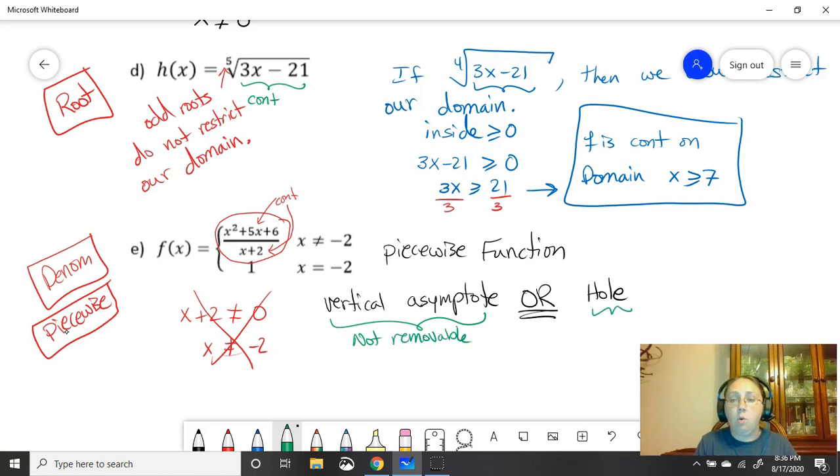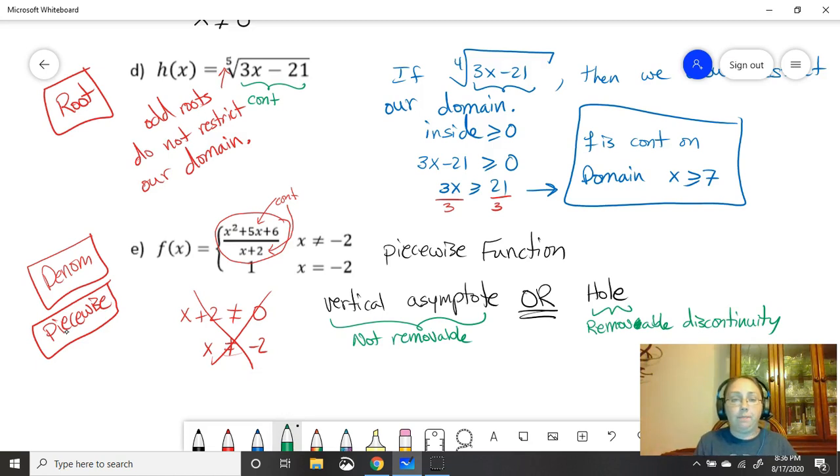On the other hand, a hole is just one hole, one open circle. This is a removable discontinuity. I don't know which way to spell that. Covered my bases. Spelled it both ways. I think I should erase that E, but oh well.